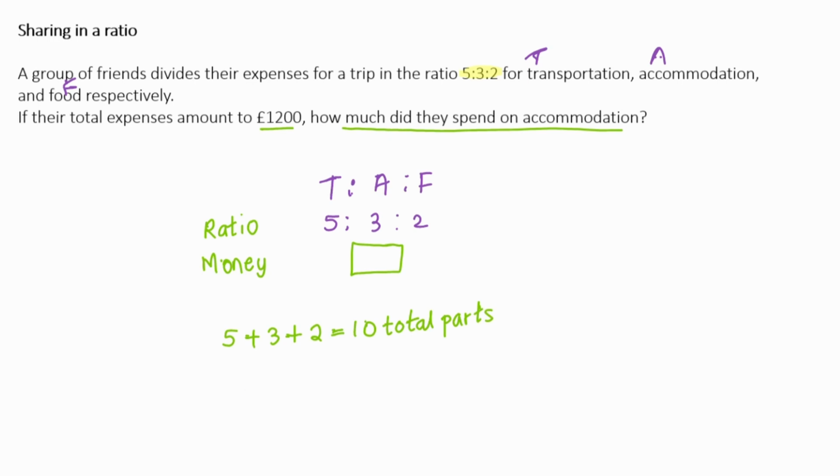We then need to divide our 1,200 by 10, and that gives us 120. So we therefore know that one part now represents £120. Because we are only interested in how much money they spent on accommodation, and accommodation is represented by 3 parts in the ratio, we will do 3 multiplied by our £120. 3 times 12 is 36, therefore 3 times 120 will be 360, and therefore £360 is the amount of money they have spent on accommodation.